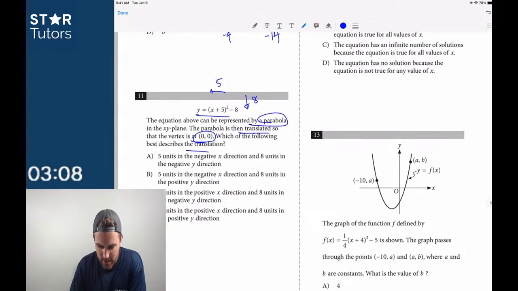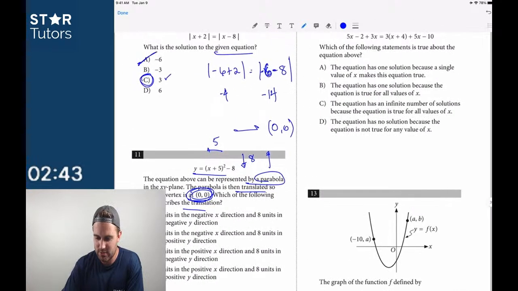Okay, so as we look at this, it's going to be 5 units in the positive direction, right? So I think we can say, because it's 5 units now back to the right to get back to 0, 0, 5 units in the positive direction and 8 units in the positive direction. I think that's B. Because basically, guys, we have to shift it back to get to 0, 0. So we have to shift it back 5 units and up 8 units. So I think that's right.